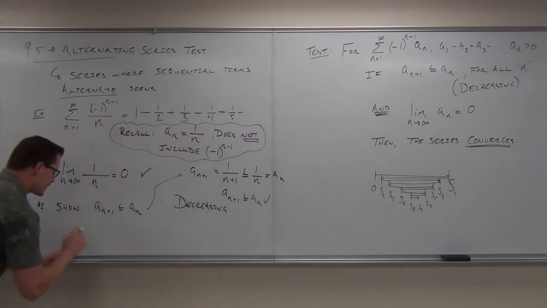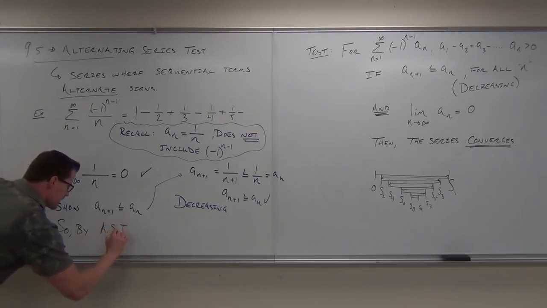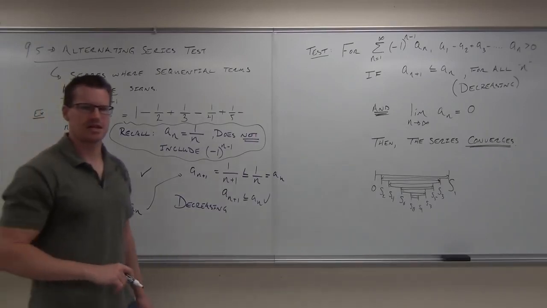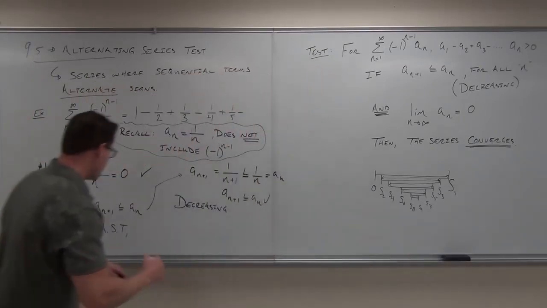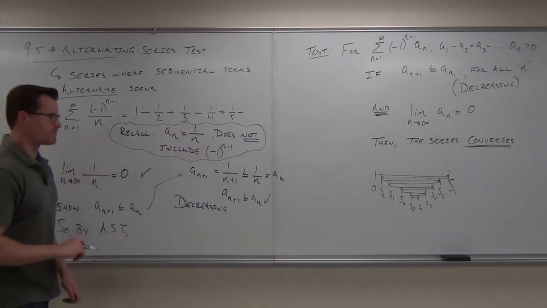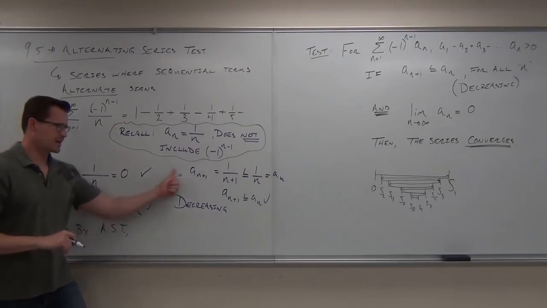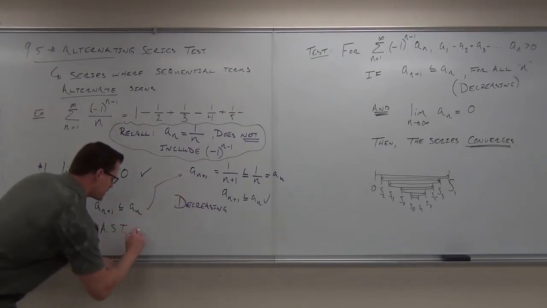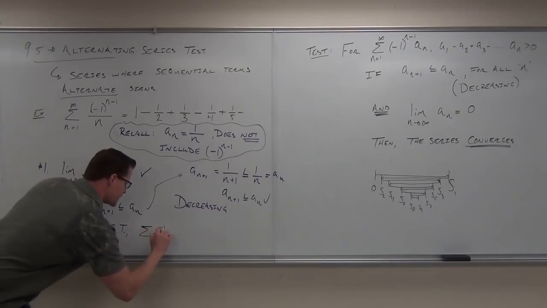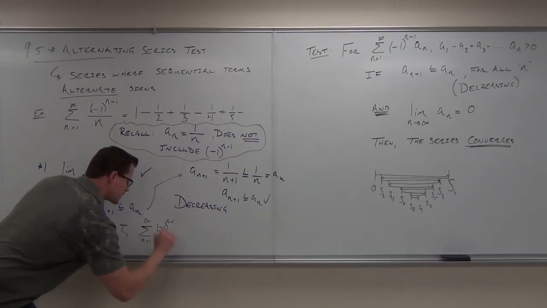So read this way. By the alternating series test, yes, you have to state what you're using here. There's going to be a lot of tests, so state what you're using. By the alternating series test, because it passed the divergence test and because our sequence was decreasing, we know that by the alternating series test, the series of negative 1 to the n minus 1 over n converges.